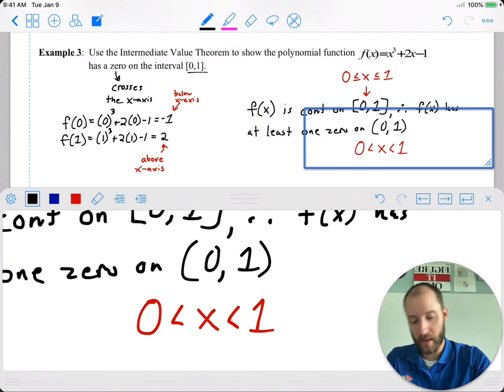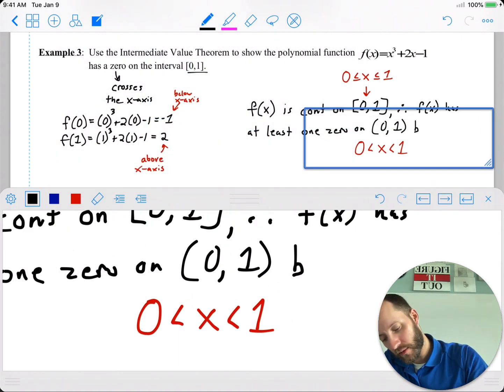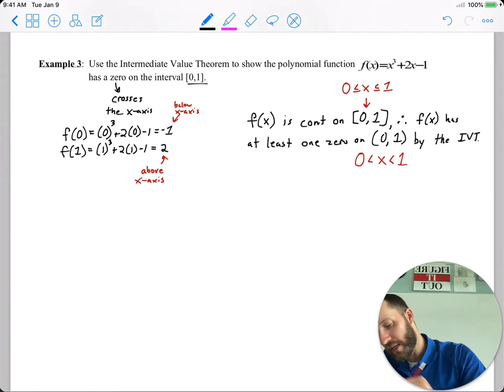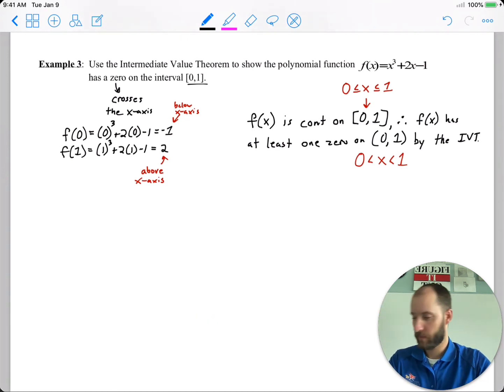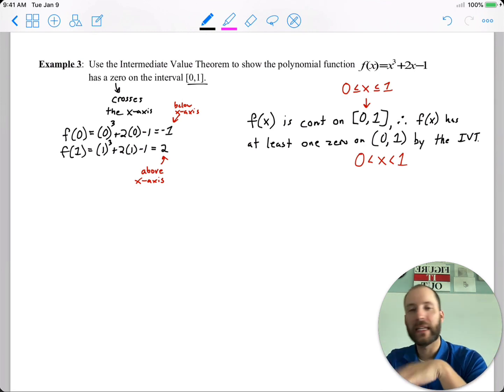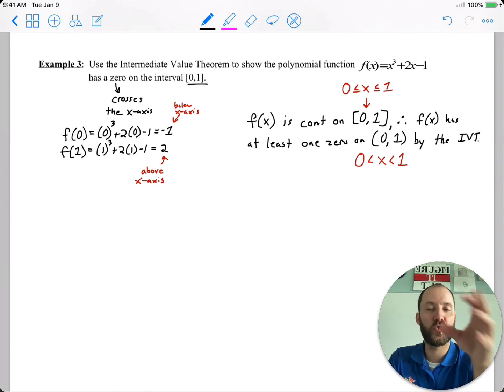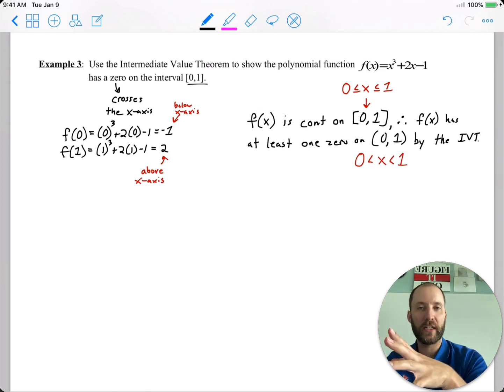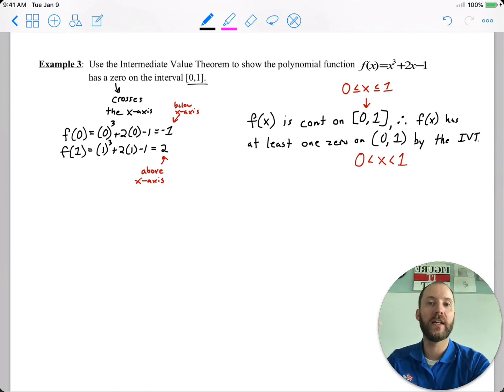And this is all guaranteed by the IVT, the intermediate value theorem. Okay, so looking at how to use the theorem, the existence theorem, and then what language you get to use to show you're fulfilling the hypothesis and then making a valid conclusion.